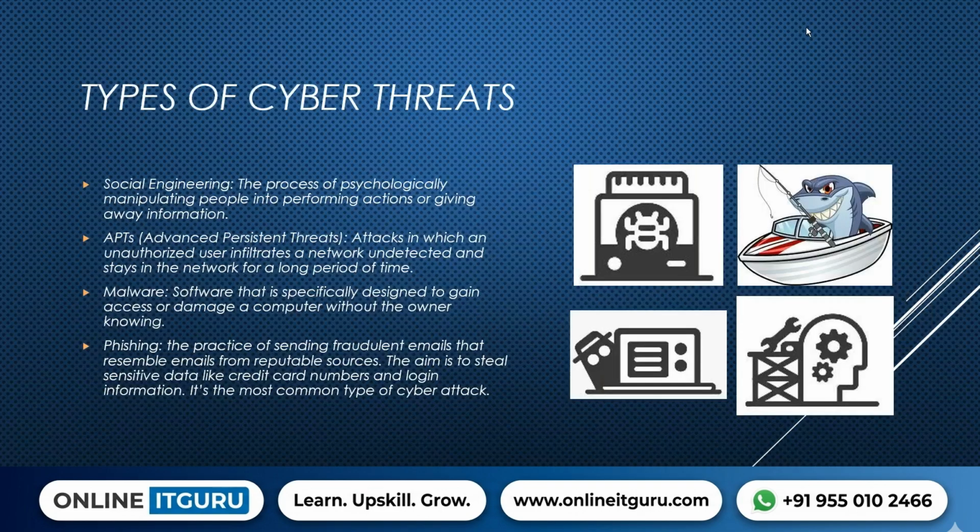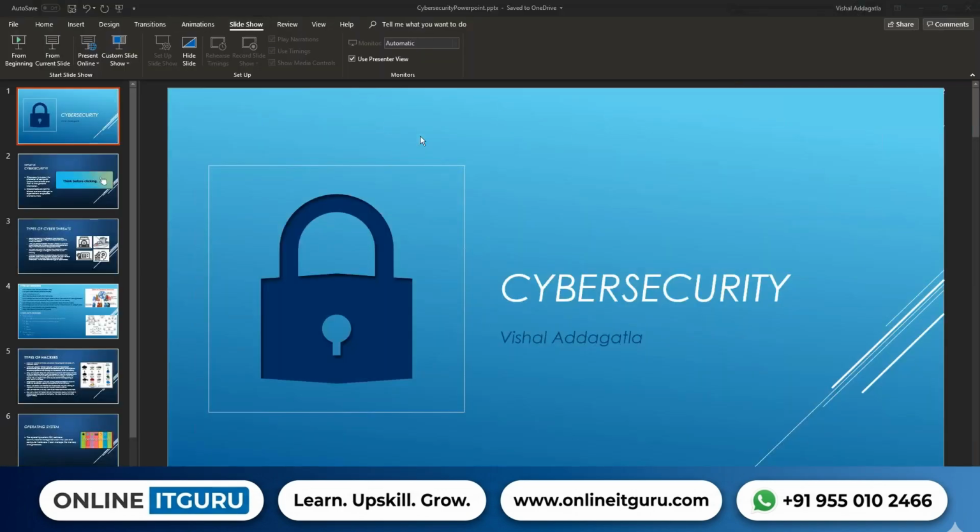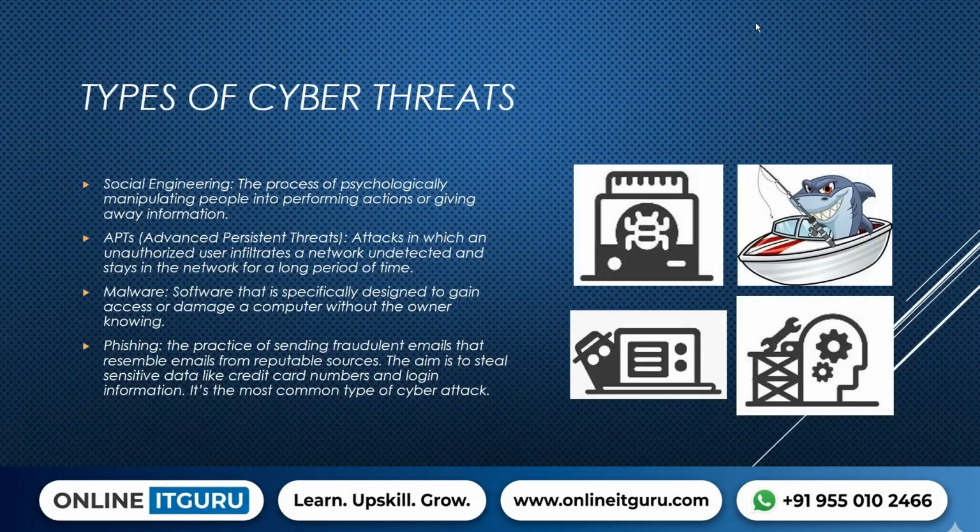The types of cyber attacks we have: we have social engineering attacks, we have advanced persistent threats, we have malware, and we have phishing attacks. Social engineering attacks are basically hackers psychologically manipulating people into actions or giving away information. The other one is the persistent threats, which is an unauthorized user infiltrating a network undetected and staying in the network for a long period of time.